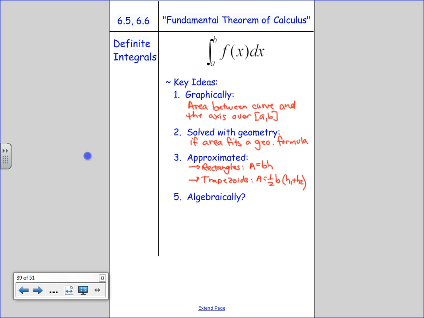Algebraically, that is the question. Whether 'tis noble or just kidding. Here we go, number 4. Okay, so algebraically. To solve by hand or to not solve by hand?